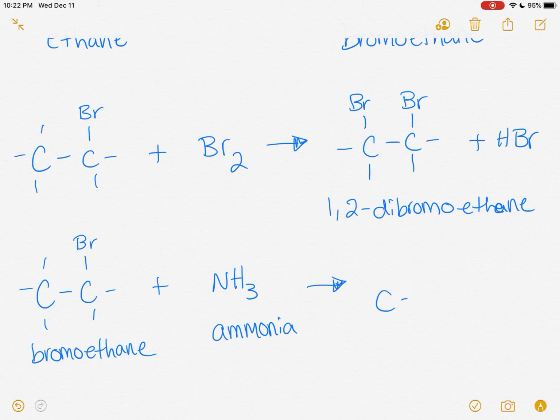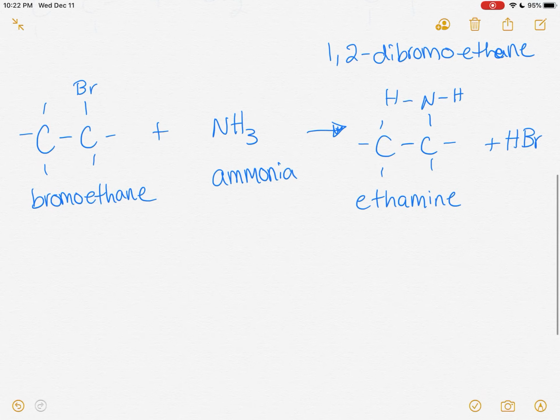And so what's going to happen is our carbon backbone is going to stay the same. Instead of having the bromine there, we're going to have the ammonia attached. And we're going to make HBr in the process. So then this molecule is now ethylamine. So this is how we actually create amines, by substituting ammonia onto an alkane chain that has a halogen.